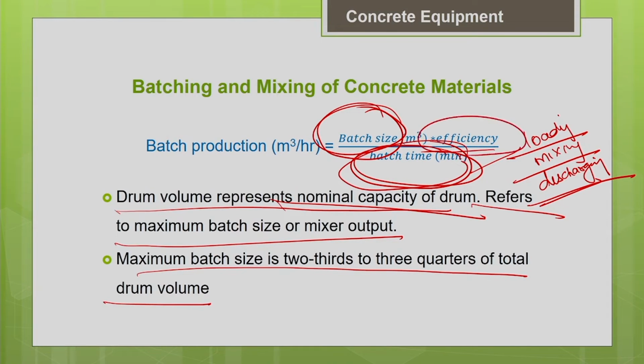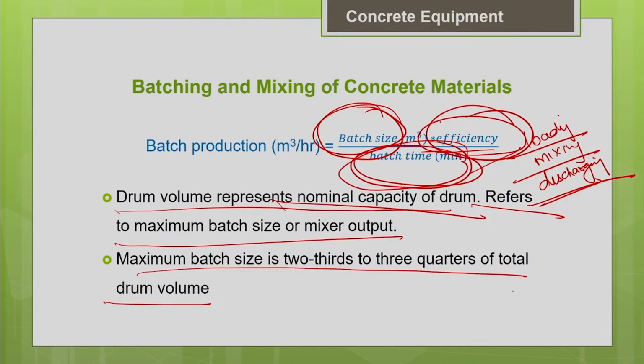Then the job efficiency. Here the job efficiency depends upon your entire equipment condition or the equipment operation. Say for example, for a batching plant, you are going to find the batch productivity. Your job efficiency will depend upon the ability of your conveyor to feed the material into the mixer machine. That is also important. That is an important factor affecting your efficiency.